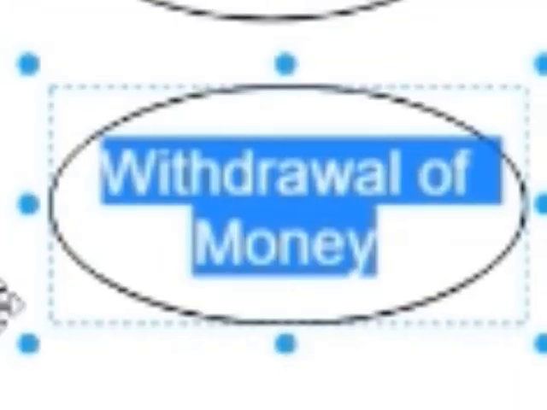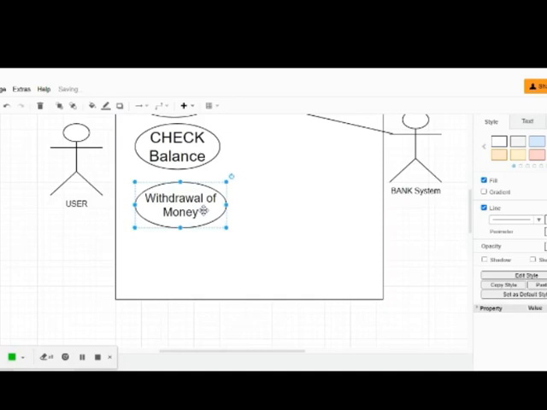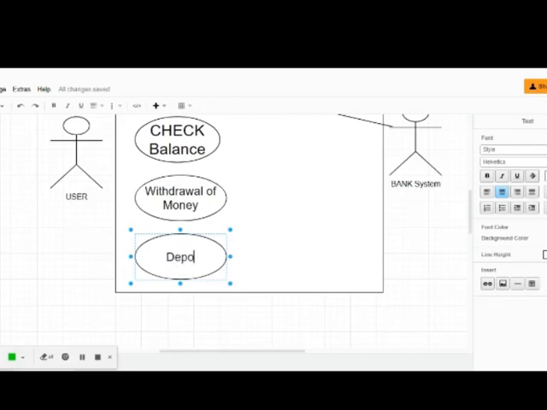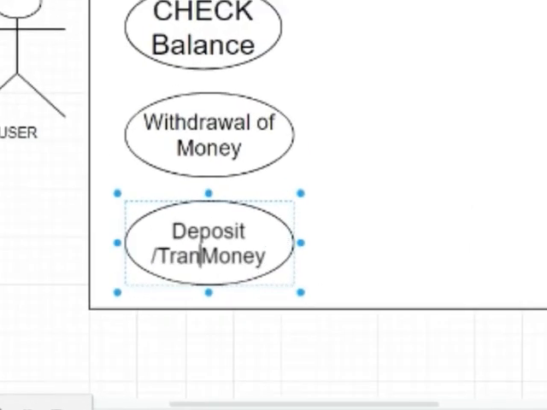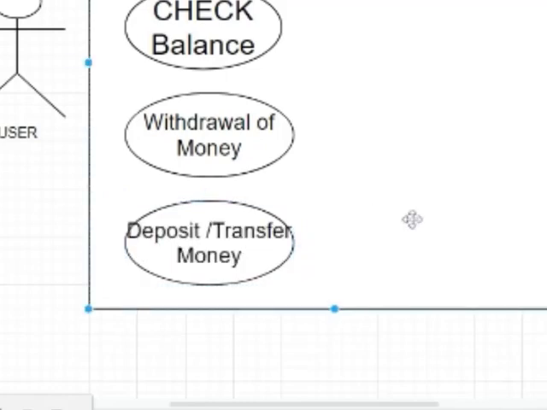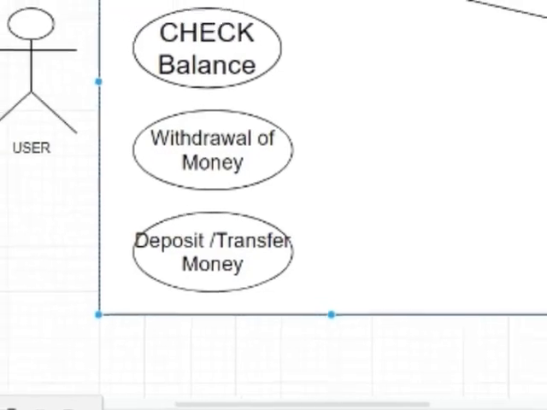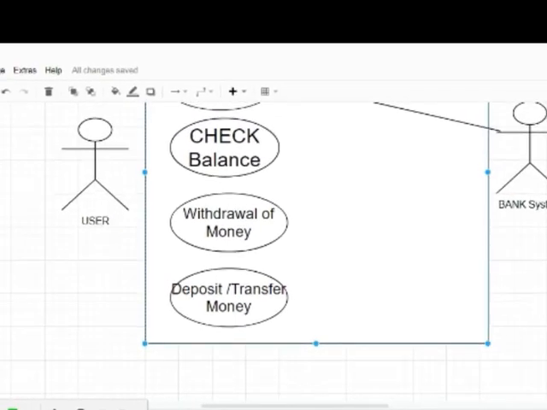Aside from withdrawal, just copy this one. The user can also deposit money in the ATM or transfer money. Deposit money, or transfer. Deposit or transfer. So these are the four actions that the user will do in the ATM machine.